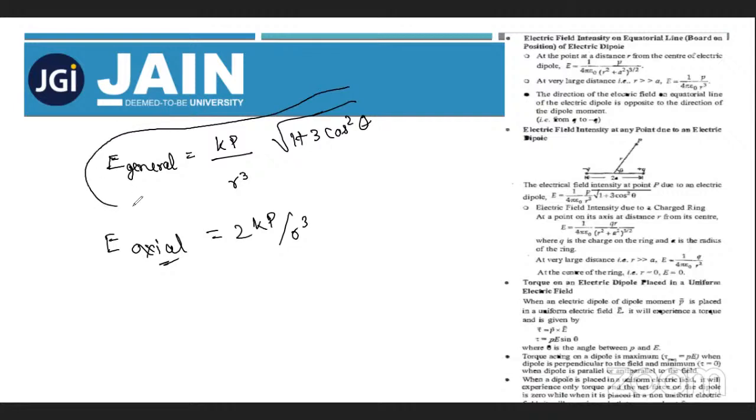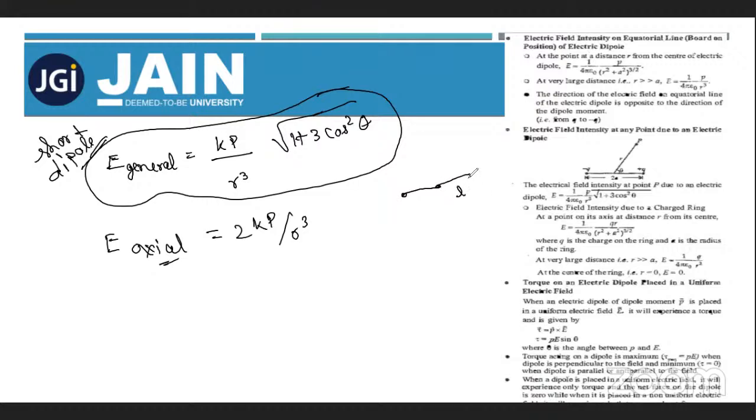So you remember this value. This is the general value, and it is true for a short dipole. Short dipole means where the distance between the charges of the dipole can be neglected. Like in this dipole, this length can be neglected. So this is known as a short dipole.